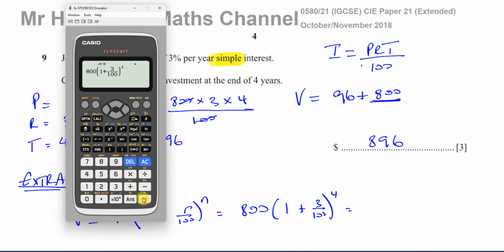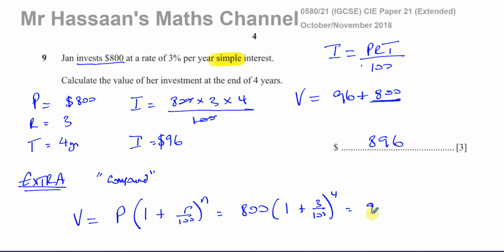That's to the power of 4, and that gives you 900.407. So that would be 900.40 in dollars. That would be the answer if we asked to find compound interest. We use this formula here. This is where the interest is compounded.